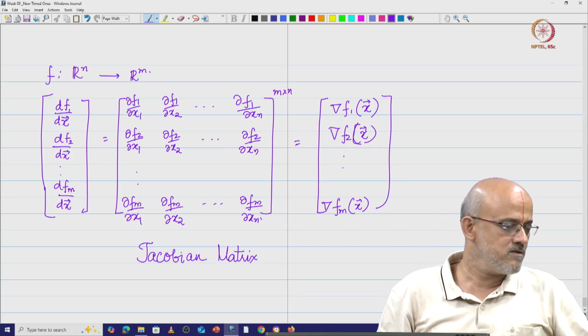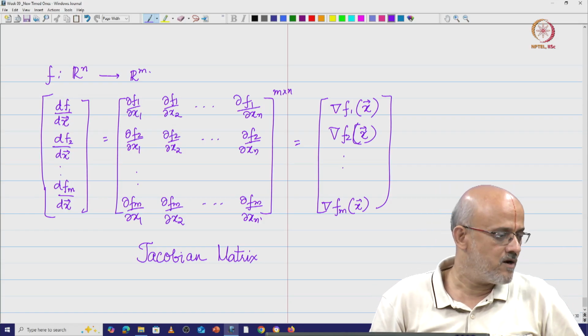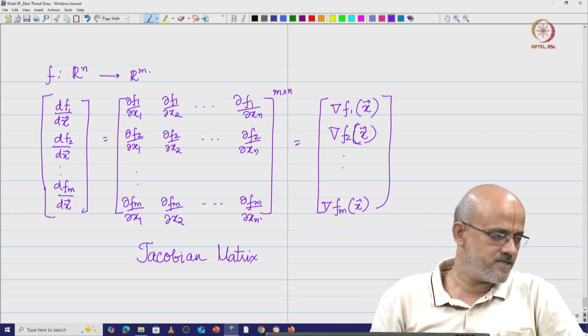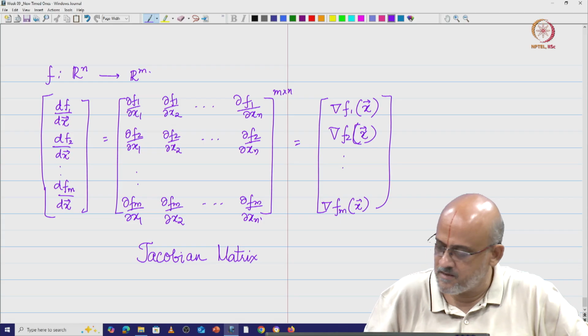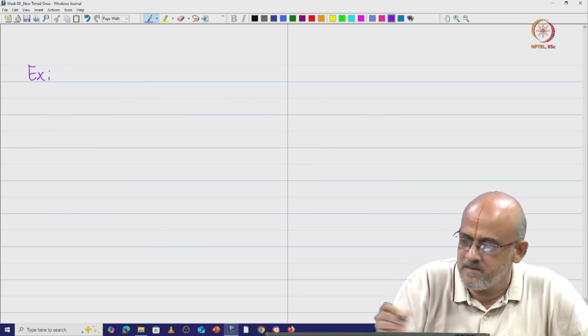You call this your Jacobian matrix, right? Okay, great. So all you need to do is stack the gradients and you get this. Okay, good. Let us take a simple example and compute the Jacobian.